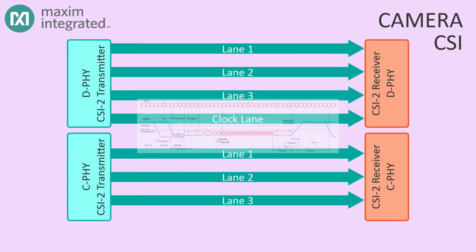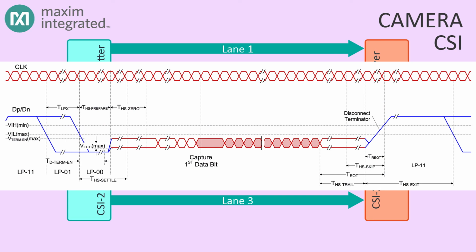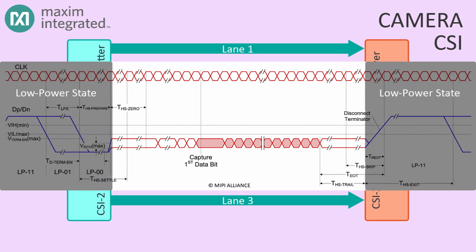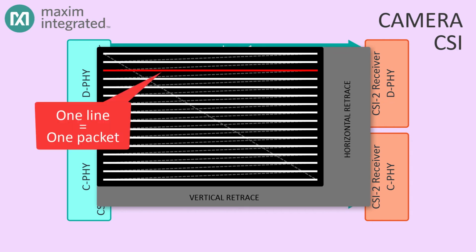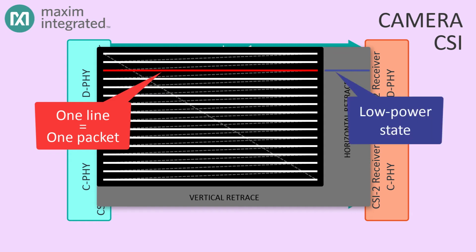When they're not in use, lanes in a CSI2 interface rest in a low-power idle state. But when there's picture data to be transmitted, they spring to life and carry the image data in packets, 1 packet per line of video. At the end of each line, that is, during the horizontal retrace interval, the data lane reverts back to its idle low-power state.